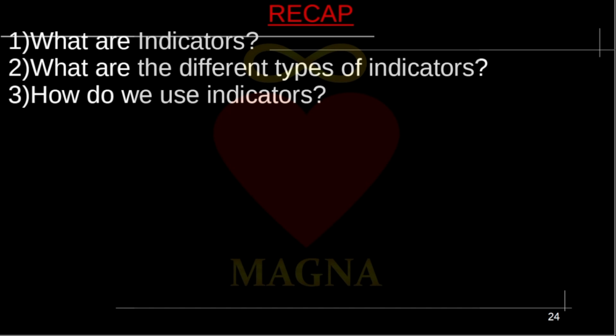How do we use indicators? We use indicators as instruments or tools that may be used to help us make a decision in the market, to either buy, sell, close our position, or wait for the right time for us to take a trade.